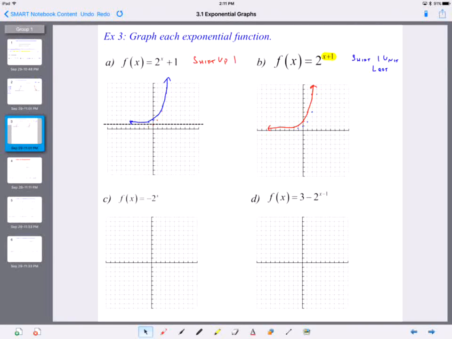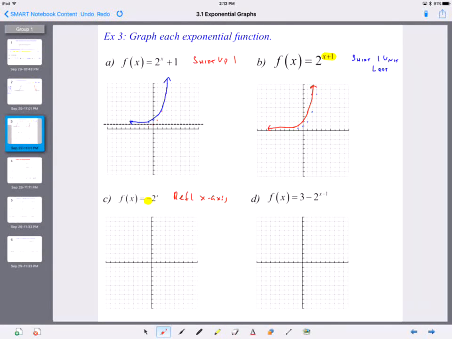So let's just talk about the quick transformations of the other two, and then we'll kind of move on. The negative on this one is on the outside. It's negative the entire function. So the y value is changing. So once again, think y value is changing. So this means this is a reflection over the x-axis.